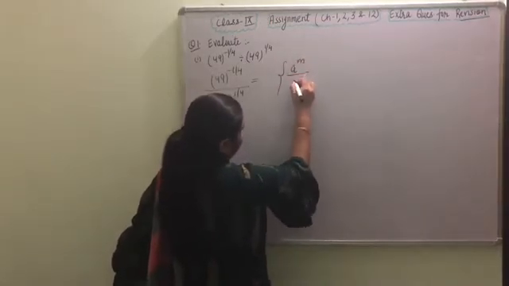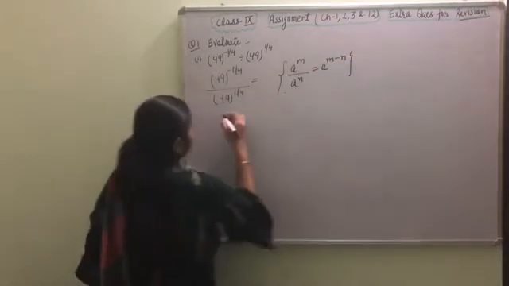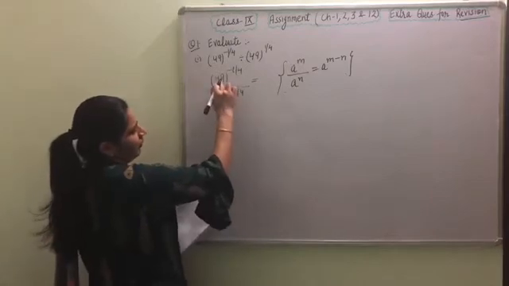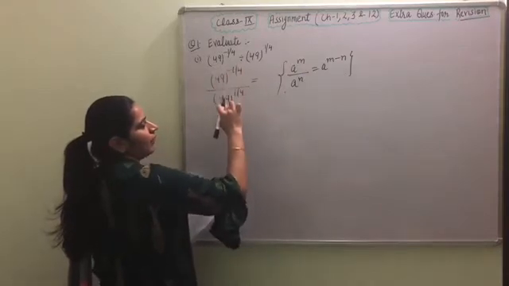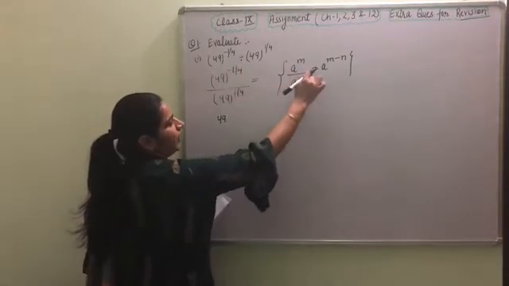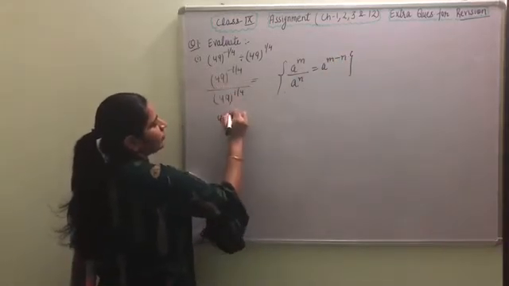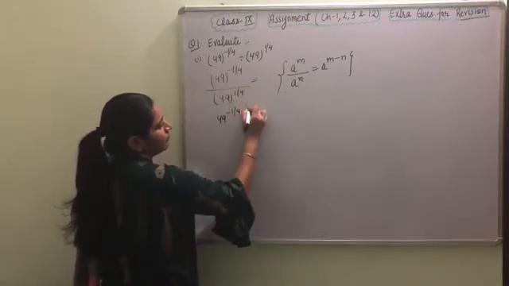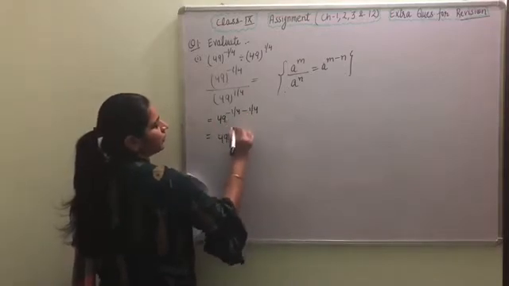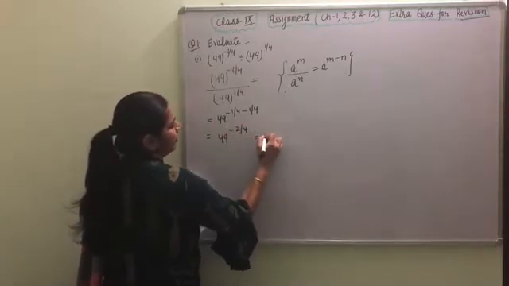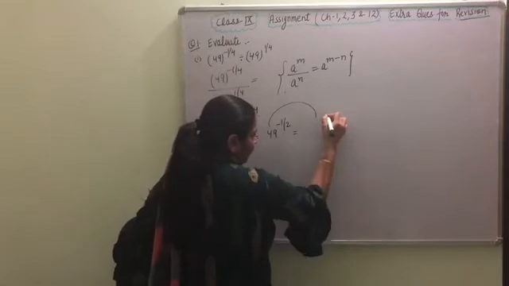a raised to the power m divided by a raised to the power n will give us a raised to the power m minus n. So here the base is 49, the base is the same, a raised to the power m, a raised to the power n, so it will be a raised to the power m minus n. So 49 raised to the power minus 1 by 4 minus 1 by 4, which will give us 49 raised to the power minus 2 by 4, which is equal to minus 1 by 2.